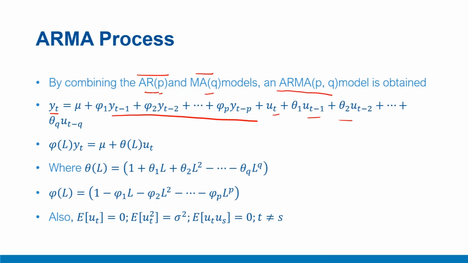Now, as we have already seen, we can put both these AR and MA terms in a more compact notation like this, where phi(L) is nothing but 1 minus phi_1 L minus phi_2 L square and so on, the algebraic polynomial. Similarly, the theta(L) or the MA process can be written as 1 plus theta_1 L plus theta_2 L square and so on, which is the algebraic notation.